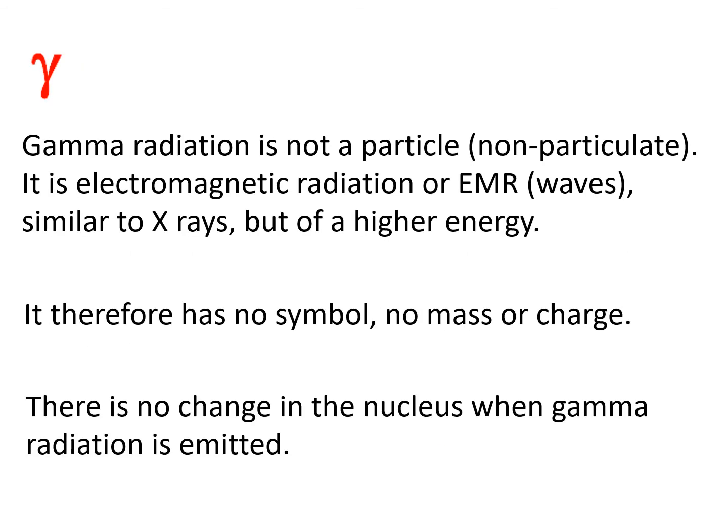The third one that we're going to look at is gamma radiation. Now gamma radiation is not a particle, so it's on the electromagnetic radiation spectrum along with your X-rays, radio waves, but it's a higher energy wave. So therefore it's got no symbol, it's got no mass, and it's got no charge. So when the gamma radiation is emitted from the nucleus, there's no change to the nucleus. It's not losing any protons, it's not losing any neutrons.